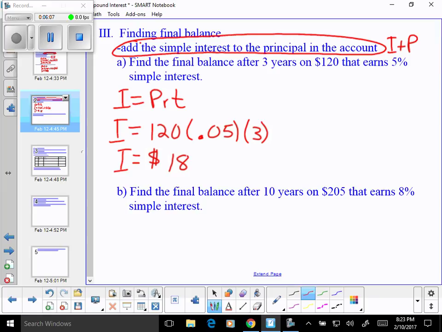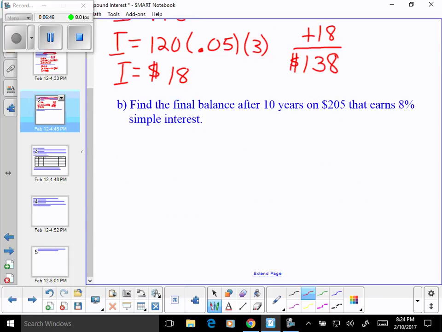Now, we want to find that final balance, so we have to take I plus P. So we're going to take 120 plus 18. Hopefully you don't need a calculator to do the addition. 0 and 8 is 8, 2 and 1 is 3, and 1 and 0 is 1. Please note that I have dollar signs because I need to have labels showing that I'm aware and that the person who's looking at this has to be aware that I'm dealing with money. You know what I'm going to say, right?